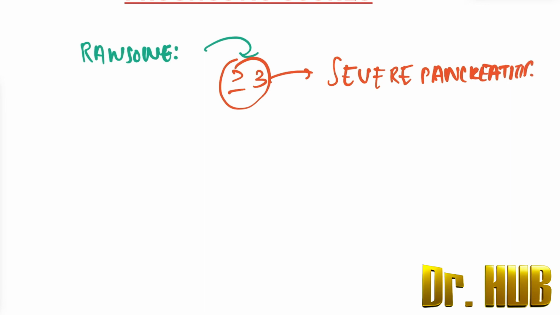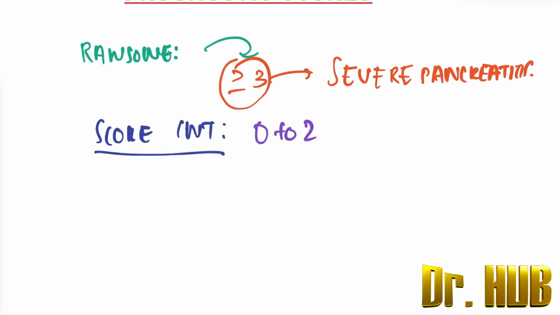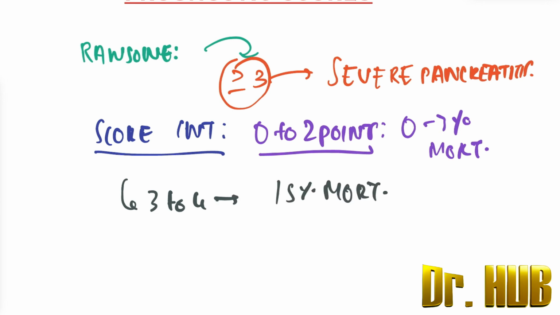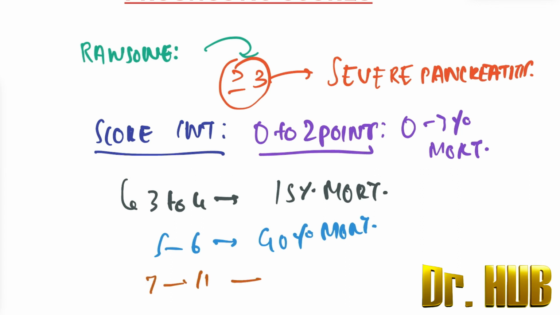Looking at the score interpretation, 0 to 2 points includes about 0 to 3% mortality. Then 3 to 4 points includes about 15% mortality. Then 5 to 6 points is about 40% mortality. And 7 to 11 points is nearly 100% mortality.